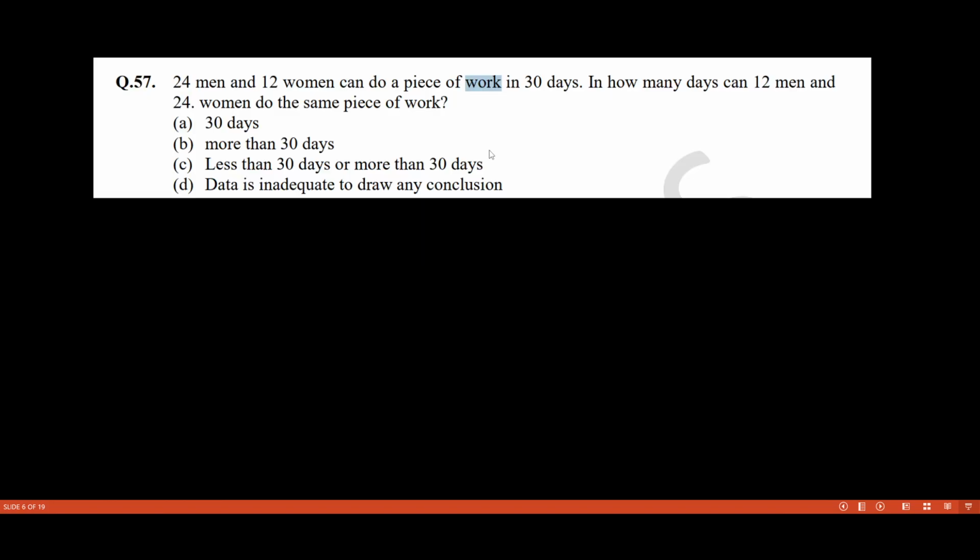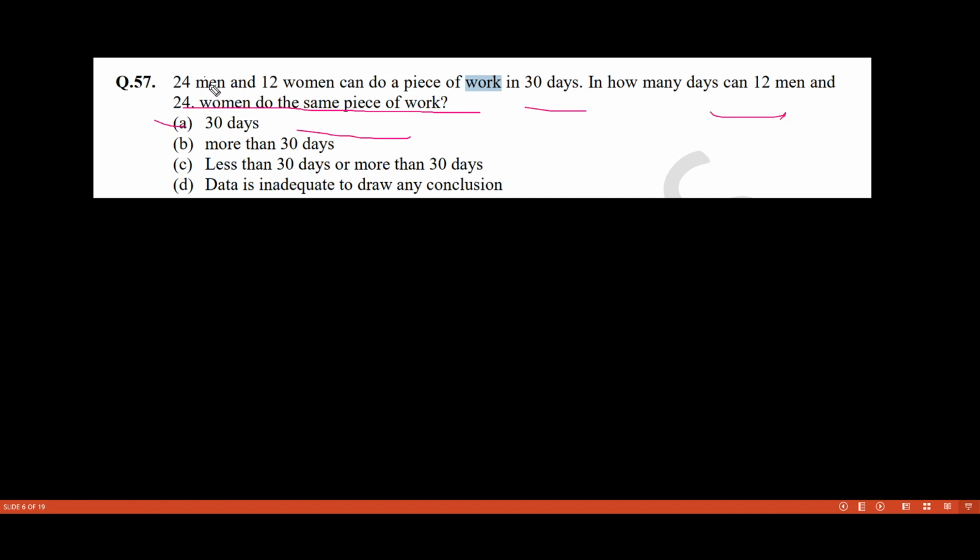Now let's move on to the other question. So now see, another question has been asked in the UPSC examination. 24 men and 12 women can do a piece of work in 30 days. In how many days can 12 men and 24 women do the same piece of work?